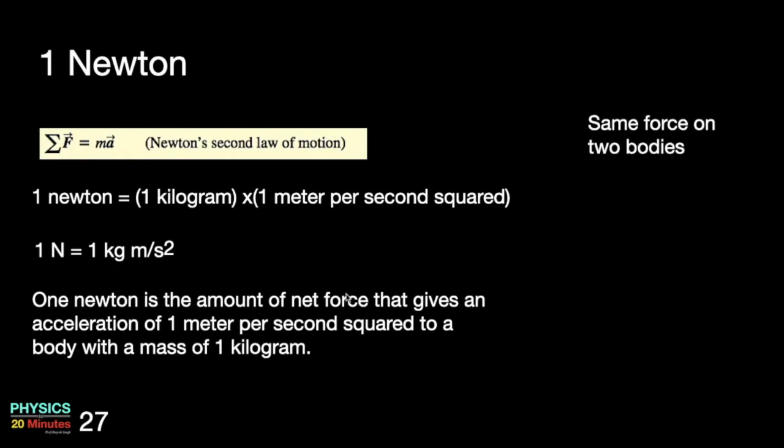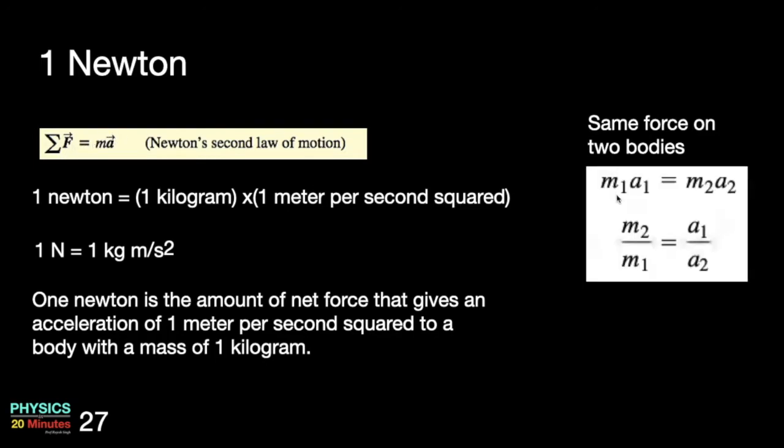What happens if the same force acts on two bodies with different masses? You can see that if the left hand side is the same, that is the force is the same, then the right hand sides will also be the same. So it will become m1a1 is equal to m2a2, or m2 by m1 will give you a1 by a2. That means the mass is inversely proportional to acceleration. That means a body which has a larger mass will accelerate less. The body with a smaller mass will accelerate more.